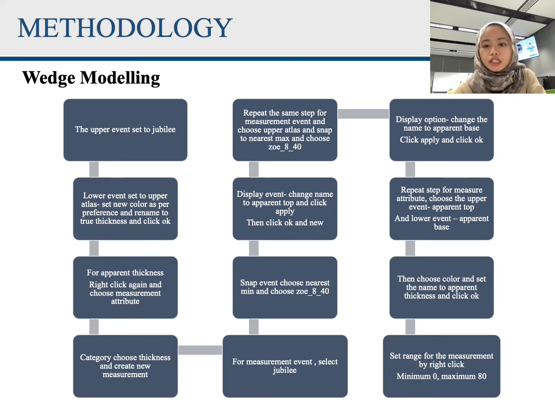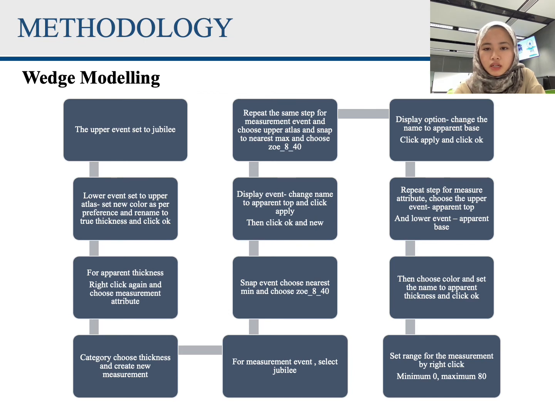click OK and new. And we repeat the same step for measurement event and choose upper atlas and snap to the nearest max and choose ZOE_8_40. And then after that, we display option, which change the name to apparent base, and we apply and then click OK. After that, we repeat the step for measurement attribute and choose the upper event, the apparent top and lower event as apparent base.